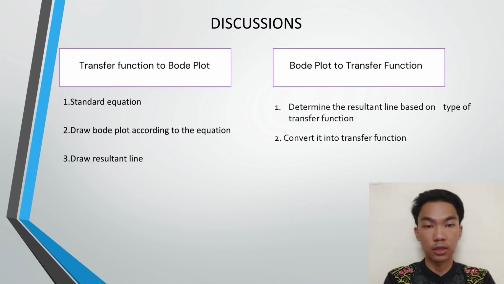For discussion, in order to plot the Bode plot from a transfer function, we need to determine the standard form of the transfer function given. Then, plot the Bode plot according to the type of gain and poles. Later, calculate and draw the resultant line for both magnitude and phase Bode plot. In order to determine the transfer function from the Bode plot, we need to determine the type of gain and zeros from the Bode plot given. Then, we need to convert it from standard form to transfer function.